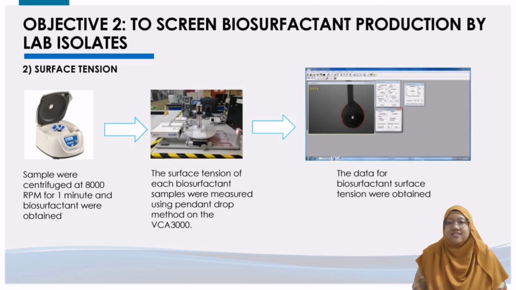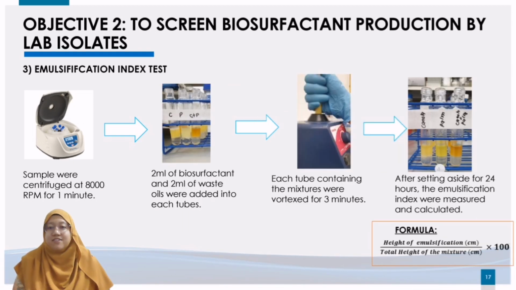Next, for the surface tension test, the biosurfactant from each isolate was obtained the same as the previous method. The surface tension of the biosurfactant was then measured using the pendant drop method on the VCA 3000 machine. Now, for the emulsification index test, the biosurfactant obtained, same as the method before, was mixed and tested with 3 different types of oil, which were waste canola oil, waste palm oil, and waste cooking oil. Each tube containing the biosurfactant waste oil mixture was vortexed for 3 minutes. After setting aside for 24 hours, hence the name E24, the emulsification index percentage was measured and calculated using the formula: height of emulsification in centimeter divided by total height of mixture in centimeter, times 100.